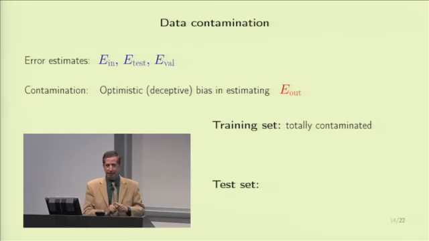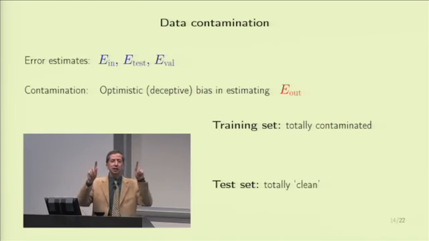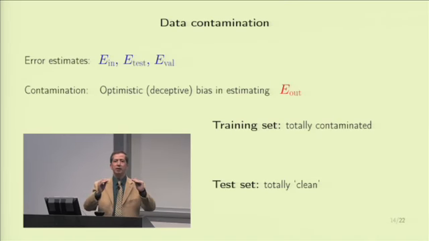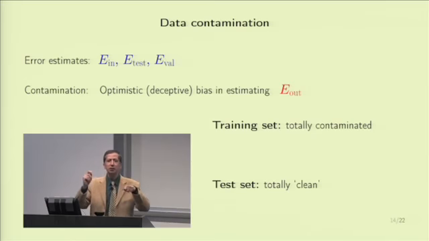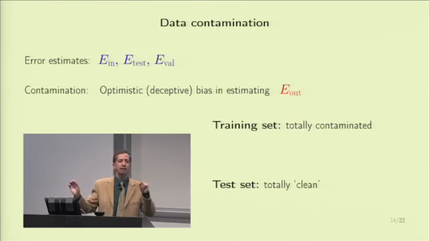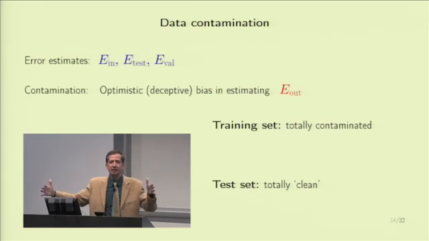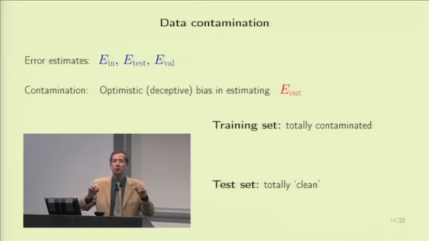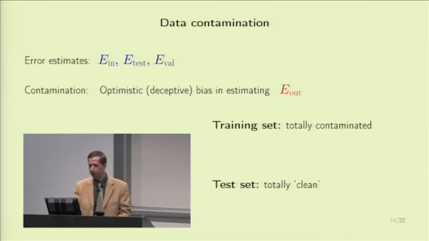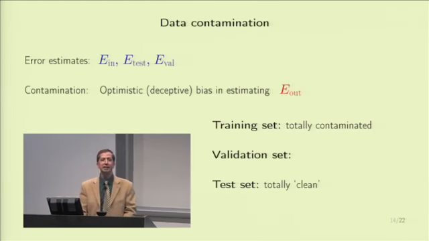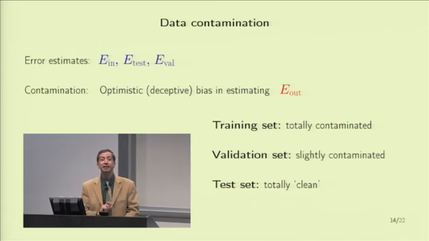When you go to the test set, this is totally clean. It wasn't used in any decisions, and it will give you an estimate that is unbiased. When you give that as your estimate, your customer is as likely to be pleasantly surprised as unpleasantly surprised. And if your test set is big, they are likely not to be surprised at all. It will be very close to your estimate. So there is no bias there. Now, the validation set is in between. It's slightly contaminated because it made a few choices.